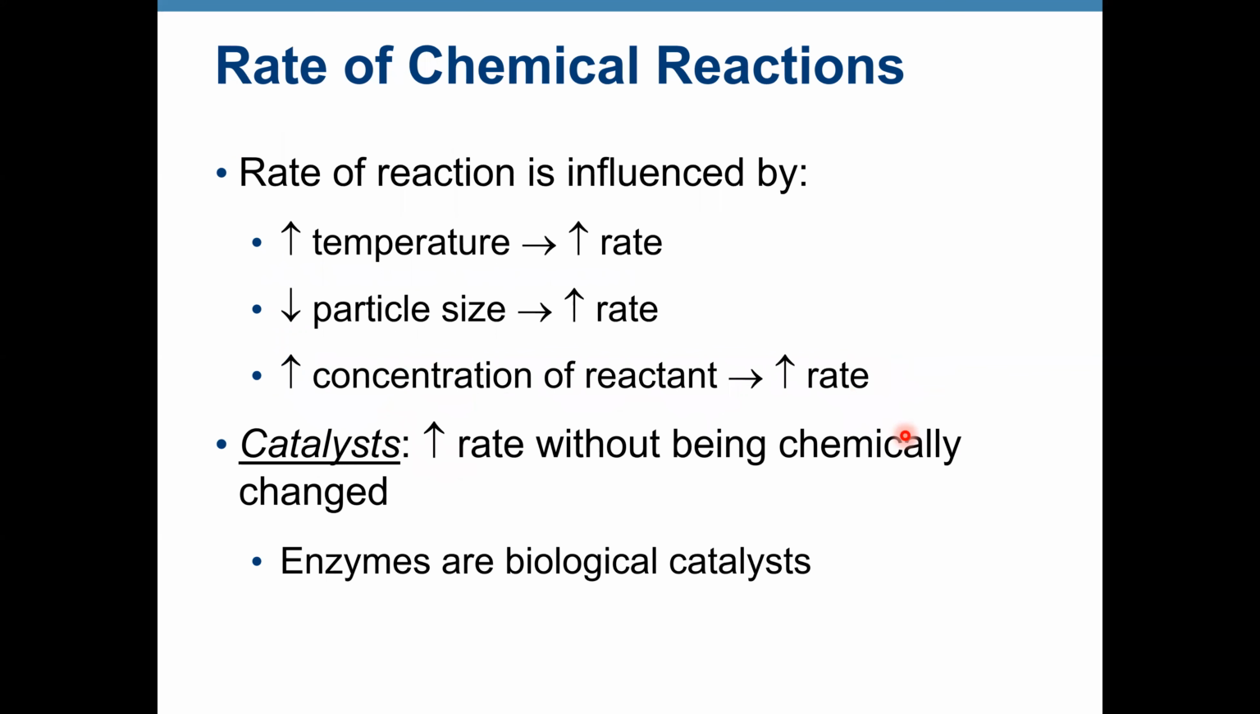Now, rate of chemical reaction. It kind of makes sense. If you want to increase the rate of a chemical reaction, you can increase temperature. So temperature goes up, rate goes up. Now, if you want to increase the rate of chemical reaction, the particle size needs to be small. Decrease the size of the particle, increase the rate of reaction. Now, if you increase concentration of reactants, you will increase the rate of chemical reaction.